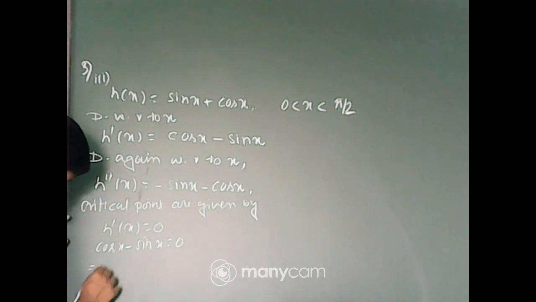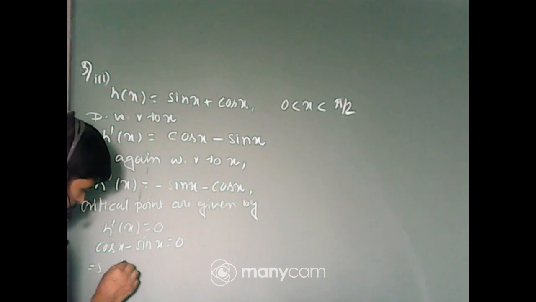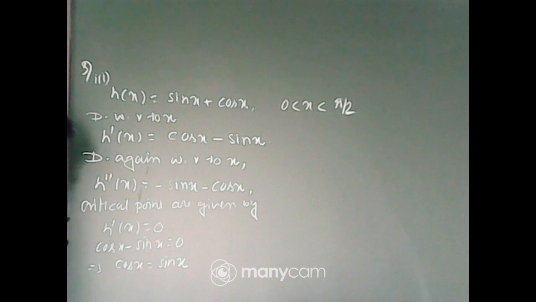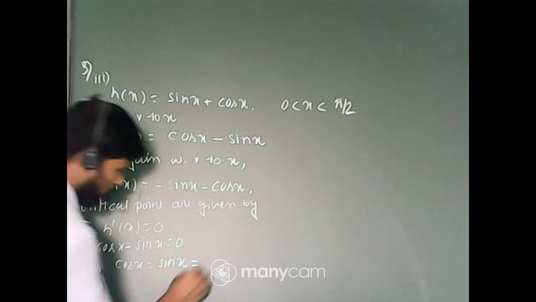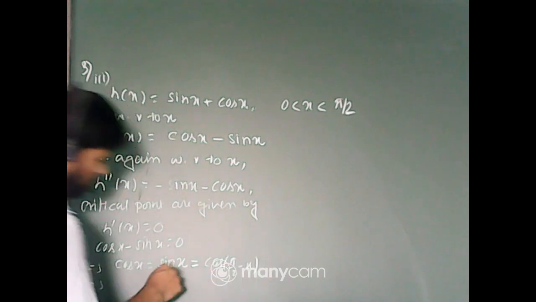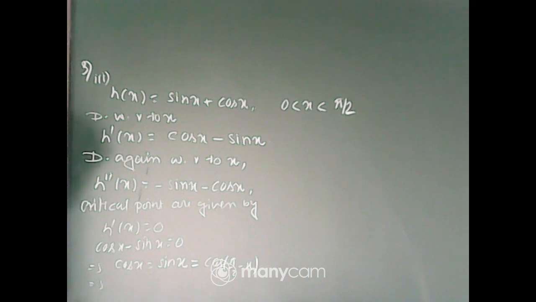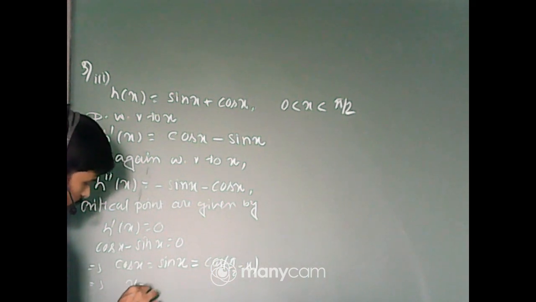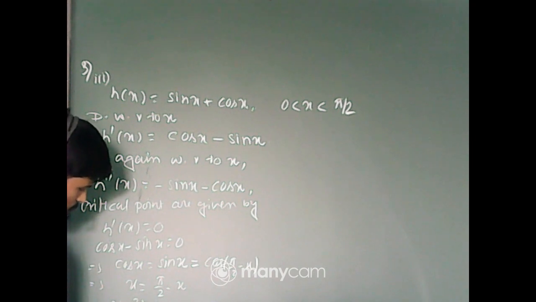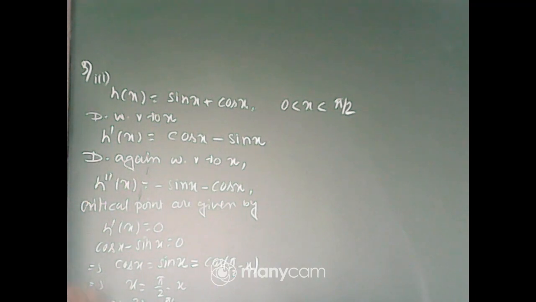How can we find the value of x? We have cos x is equal to sin x. This can be written in the form cos of pi by 2 minus x, because we know sin x equals cos of pi by 2 minus x. That means x is equal to pi by 2 minus x. So 2x is equal to pi by 2 and x is equal to pi by 4. So pi by 4 is the critical point of the function.